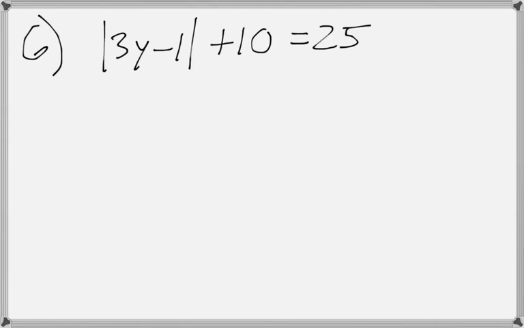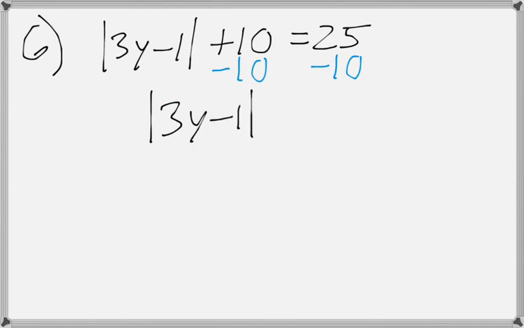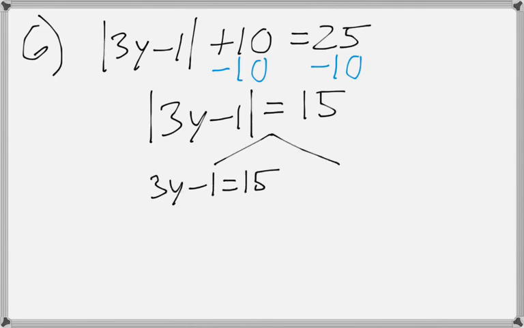Let's do one more. Let's look at 6. Again, my first step is to always isolate the absolute value on that side. So there's this 10 that's in the way. So if I subtract 10, then my problem is going to be 3y minus 1 is equal to 15. Now that the absolute value is the only thing that's on that side of the equation, I can split this up into 3y minus 1 is equal to 15, and 3y minus 1 is equal to negative 15.